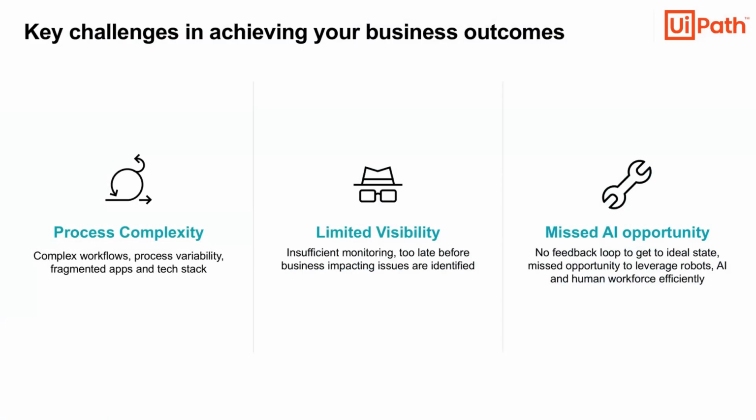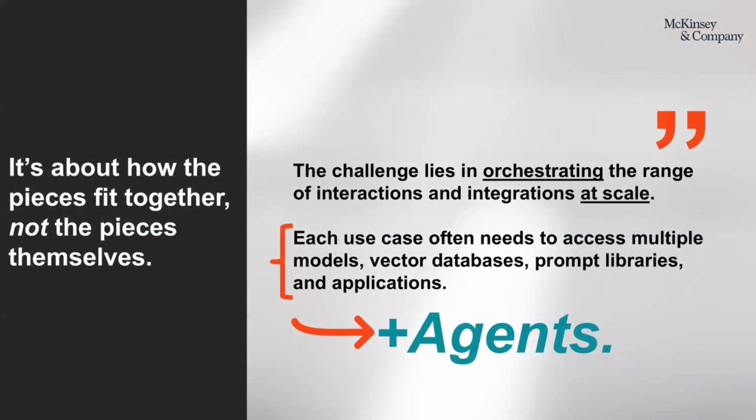Now, with that, I hope we have a better understanding of what we mean by enterprise agents. But the key challenges in achieving your business outcomes are still going to need to be addressed, from process complexity to limited visibility to getting that feedback loop to understand where you can incorporate more agentic AI capabilities and how to streamline operations and how to optimize things. We can't really just expect to plug in an agent into a complex process and let it figure everything out on its own. And this is a quote from McKinsey that I really, really like because it so succinctly describes the problem and the solution.